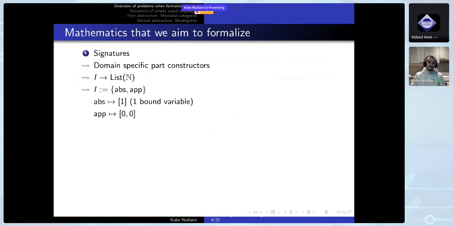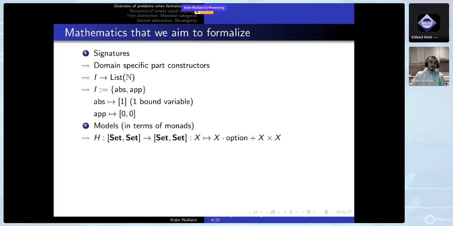The variables are something which is actually already part of the framework, so that's why we do not need to include them. And then this function, in this case, maps the abstraction constructor to just a list of one element with value 1, because there is one bound variable. And then in the application, there are two input arguments but no bound variables.